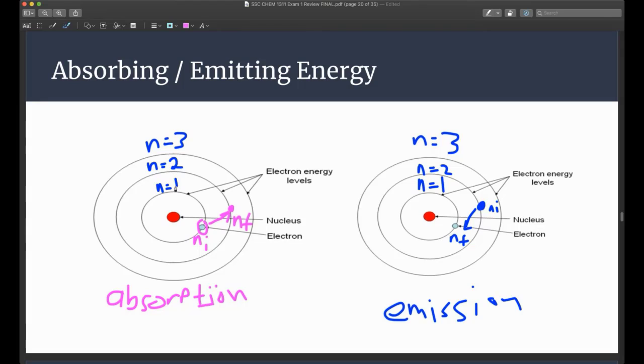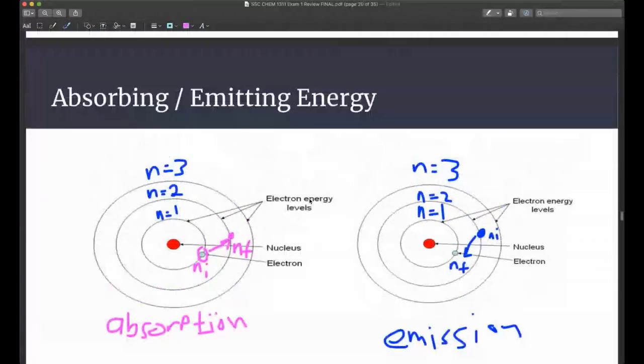If we're going from a low energy orbit to a higher energy orbit, we can't just do that naturally. We have to absorb energy. We have our initial level, which I circled right there, and then we go to the final. To jump from a lower level to a higher level, you need to absorb energy. On the other hand, if I start from a higher level and go to a lower one, you don't need all that energy anymore, so you need to emit energy.